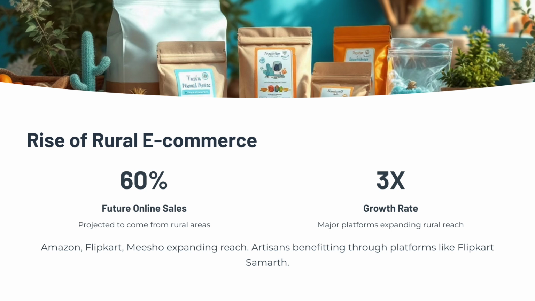Major players like Amazon and Flipkart are actively expanding their reach, while social commerce platforms like Meesho are empowering individuals. Initiatives like Flipkart Samarth are even helping rural artisans. However, challenges like logistics, trust, and digital literacy persist.